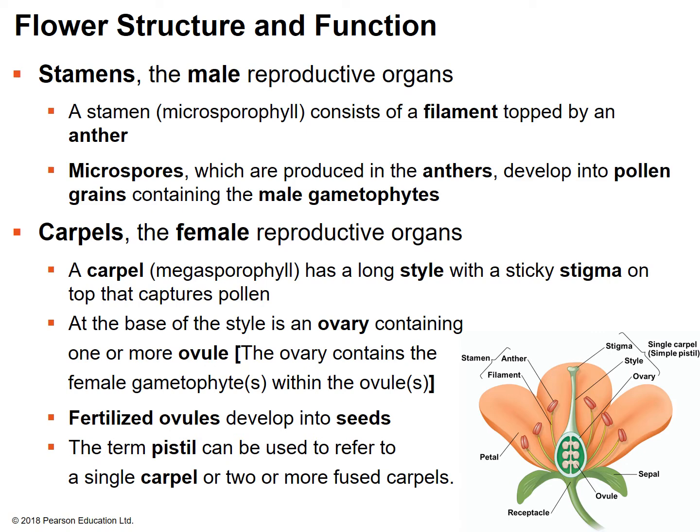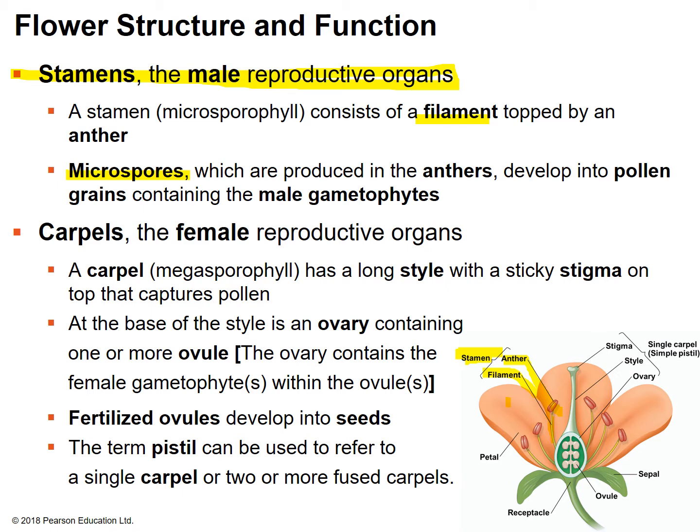Stamens, the main reproductive organs. A stamen, or a microsporophyll, consists of a filament and an anther. Microspores, which are produced in the anthers, develop into pollen grains containing the male gametophyte.